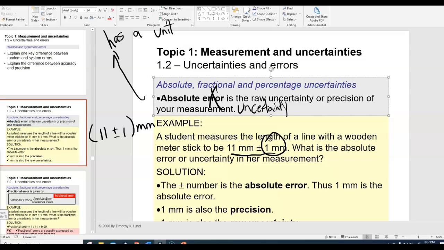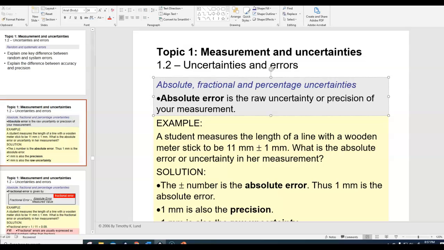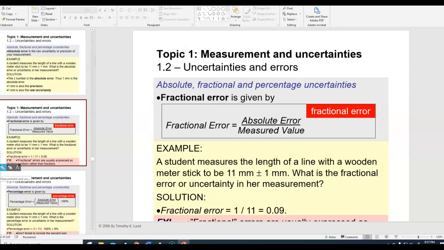Okay, so I'm going to erase this. And now let's talk about fractional uncertainty. On the slide it says fractional error. I'm always going to call this fractional uncertainty. To be honest, I'm not going to use fractional uncertainty very often because I find it very difficult to explain to people what it actually is. But basically, the way you calculate fractional uncertainty is you take, again, I'm going to cross out the word error and put uncertainty.